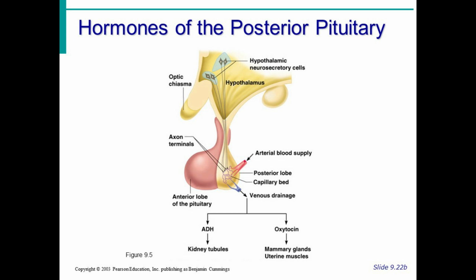These are the hormones of the posterior pituitary. We have the ADH that affects the kidney tubules, and we have the oxytocin that affects the mammary gland and the uterine muscle. Again, these hormones are just released and stored in our posterior pituitary, but they are produced in our hypothalamus.